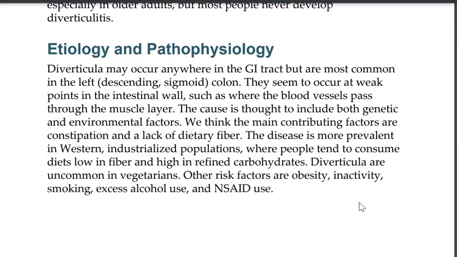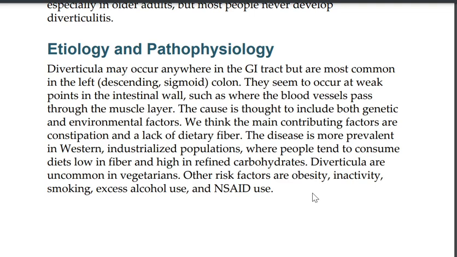So diverticula may occur anywhere. Now, this is an important thing. When I first went to this book and I just typed in diverticula to try to find it, it said in the bladder. Like you can get it anywhere. You can get a little pouching anywhere in the body, anywhere in the GI tract, but it's most common in the descending sigmoid colon area, like I showed you. They seem to occur at weak points in the intestinal wall, such as where the blood vessels pass through the muscle layer. The cause is thought to include both genetic and environmental factors.